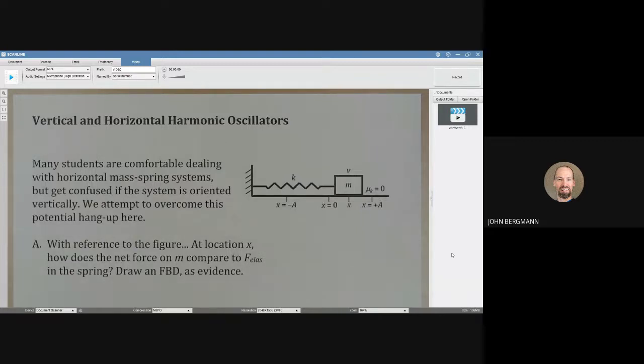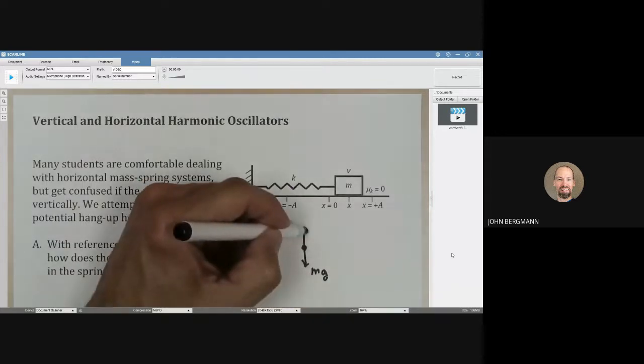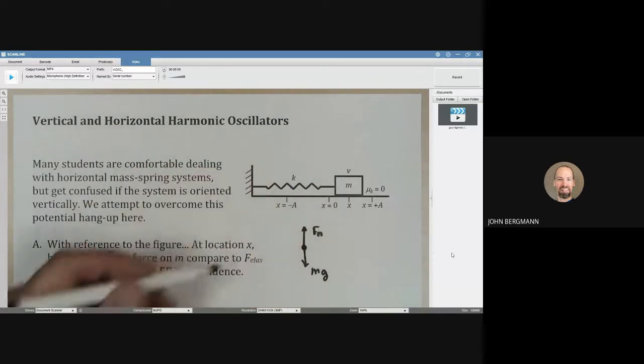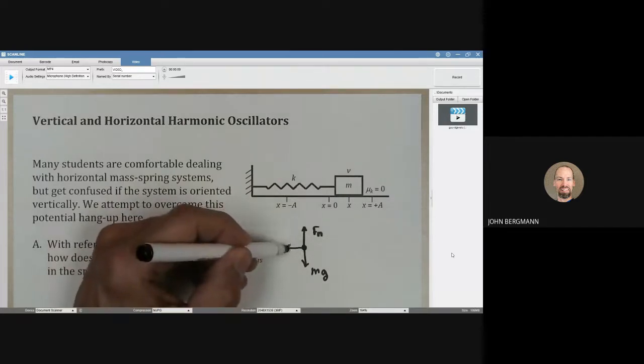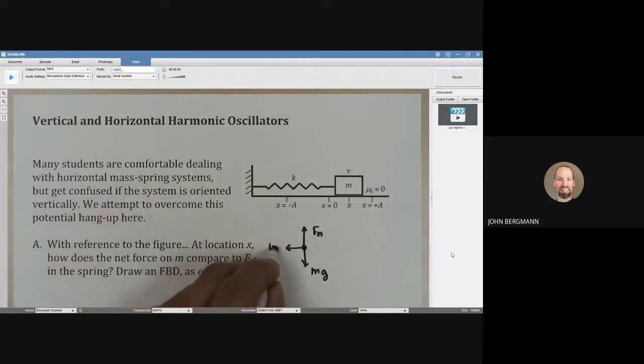the spring? Draw a free body diagram as evidence. At that location right there, the free body diagram would have mg down, there would be a normal force up, and then there would be an elastic force equal to k times x in that direction. And for what we're doing here, I'm just going to use magnitudes for x and for, let's say, acceleration.